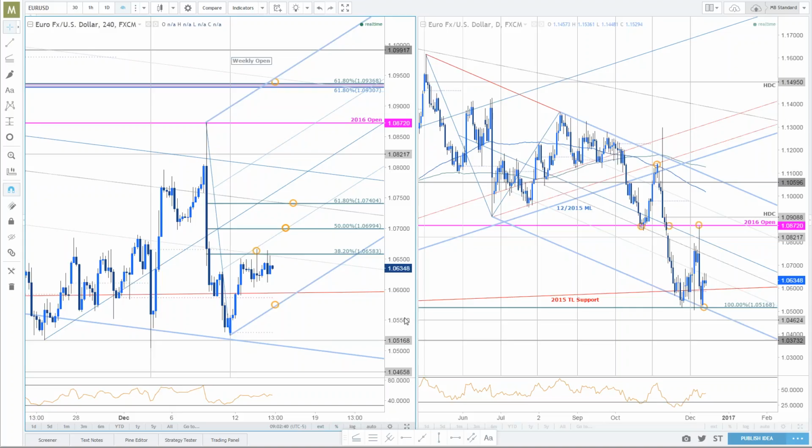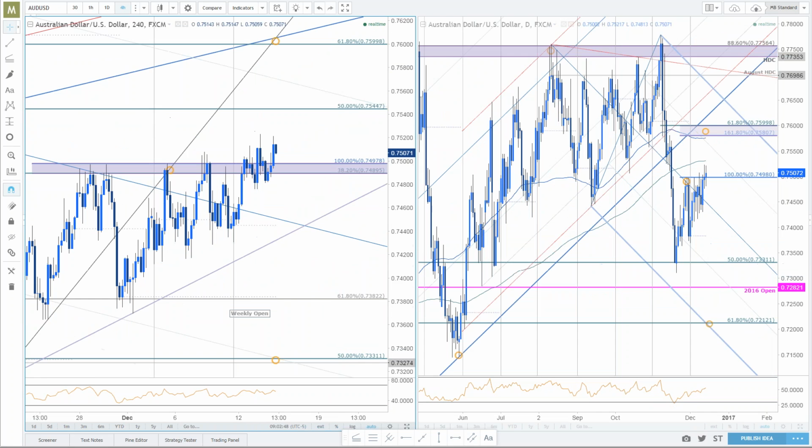Number 3, let's go over Aussie dollar real quick. I know on the Aussie we're still holding longs on the swing side of trades for SB. There's 75. We popped through it, came back, popped through it again. I talked to you about this yesterday. I don't want to beat a dead horse.